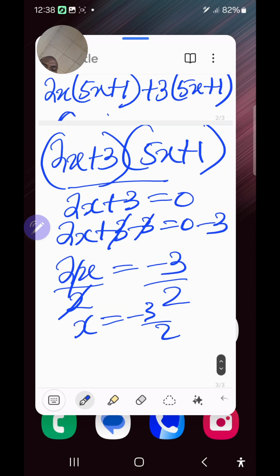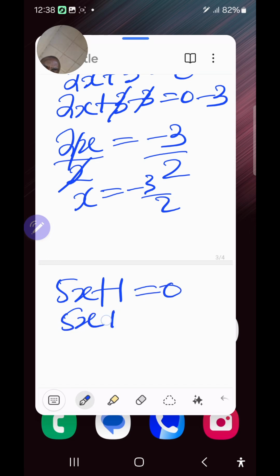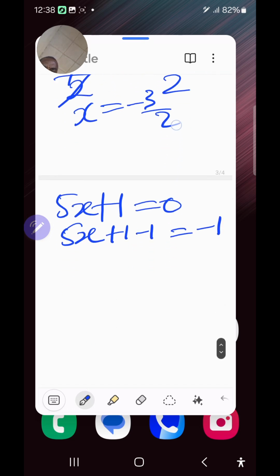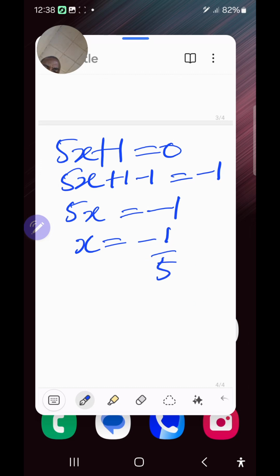Now, we can do the same with 5x plus 1 equals 0. We have 5x equals minus 1. Then x equals minus 1 over 5. That's the solution.